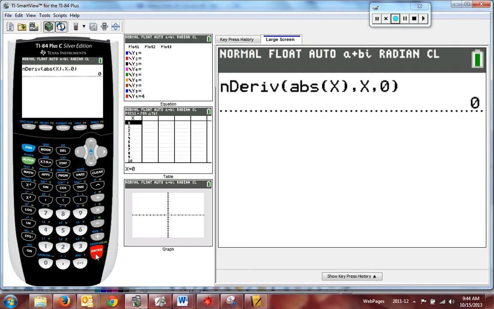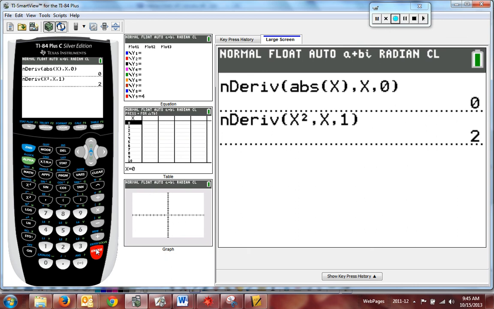However, if I know there's no cusp, and I know that there is no unusual steepness, it will find a derivative just fine for me. Let's do the one that we just did in the one example. Let's go to nDerive. I'm just going to do second entry because I don't want to type it in again. Let's do x squared. So let's delete that function and insert a square. So my function is going to be x squared. And we were doing it at x equal to 1. What was my derivative at x equal to 1 for x squared? 2. Right? So we put that in. Oh, 2. There you go.